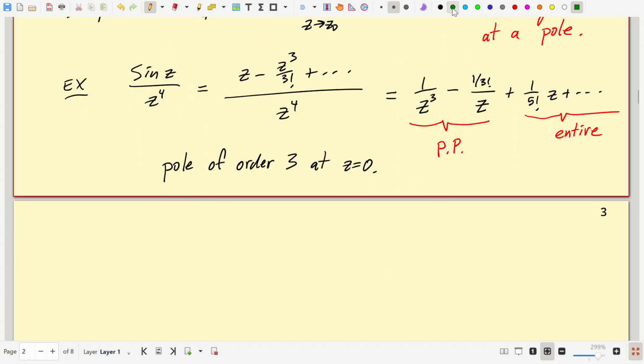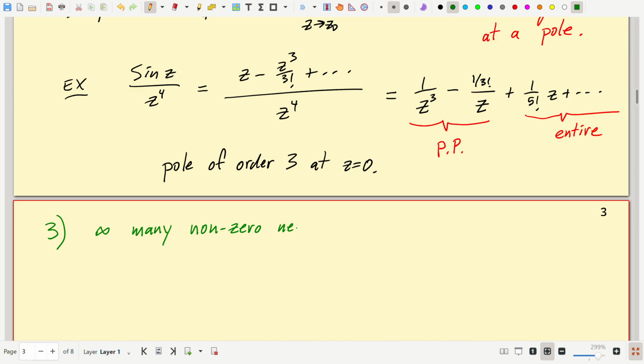And now finally the case 3. The last possibility is, well, the first possibility was all the negative coefficients are 0. The second one was finitely many are not 0. And then this one, it's going to be there's infinitely many non-zero negative coefficients.